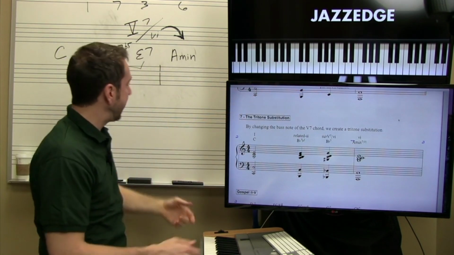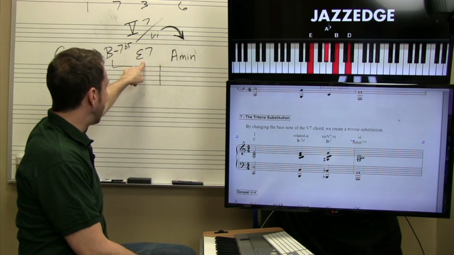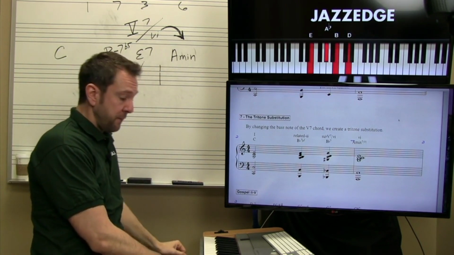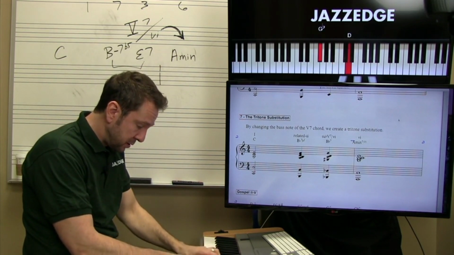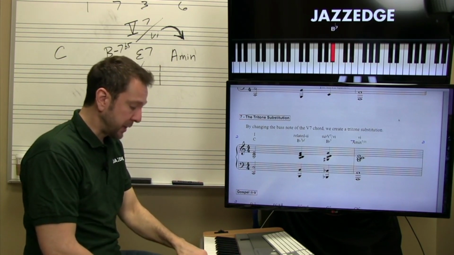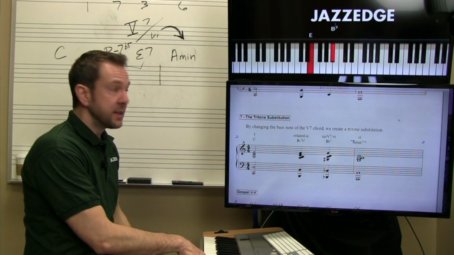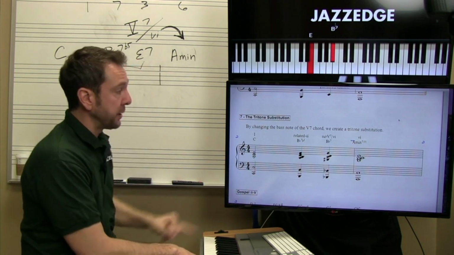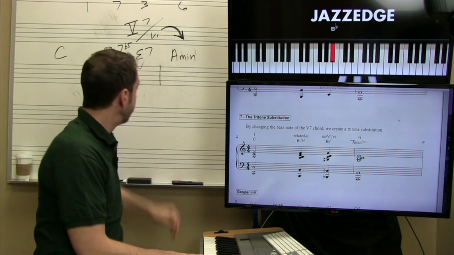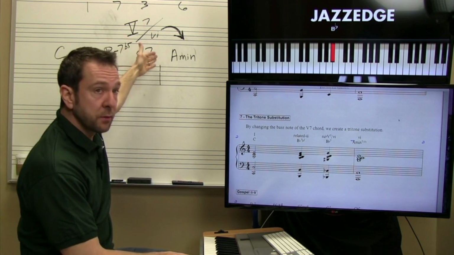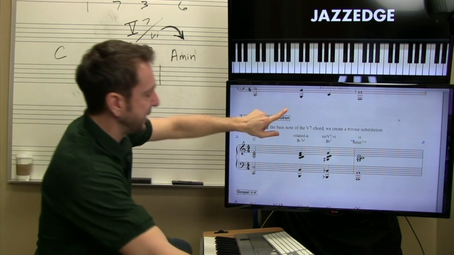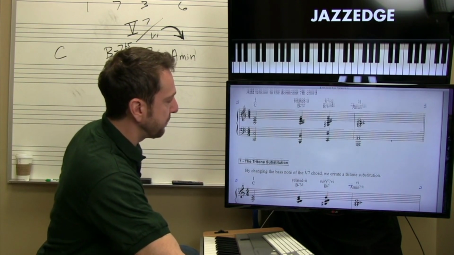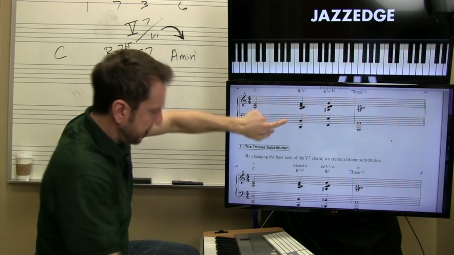So rather than playing an E7, find a tritone away from E. All right, how do I find a tritone? Okay, I know it's B flat. So now rather than playing an E, play a B flat. Same kind of chord, still a B flat 7. I'm just changing the root around. Now notice what I'm doing here. This is extremely important. I'm going to play this up here.